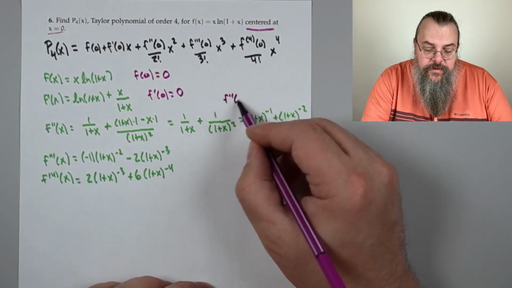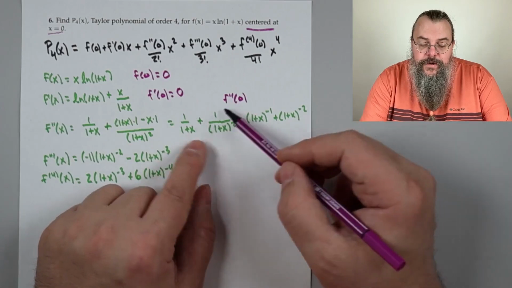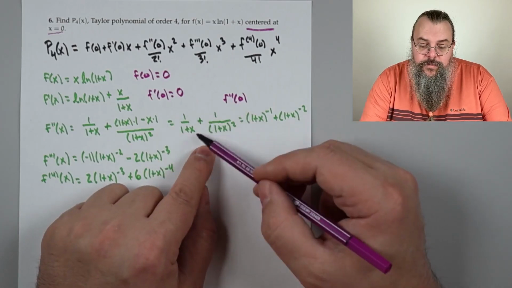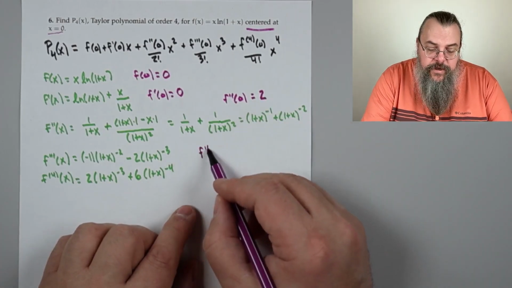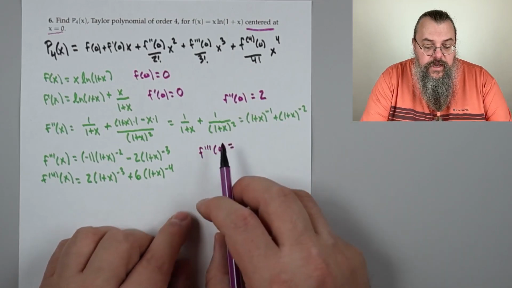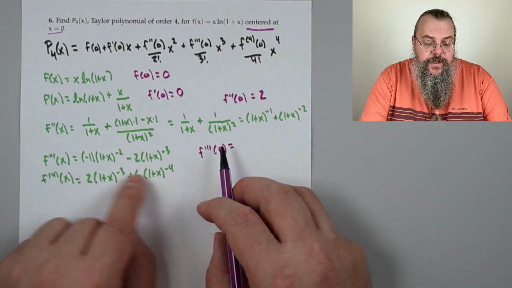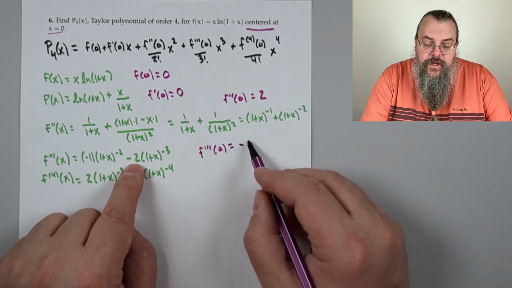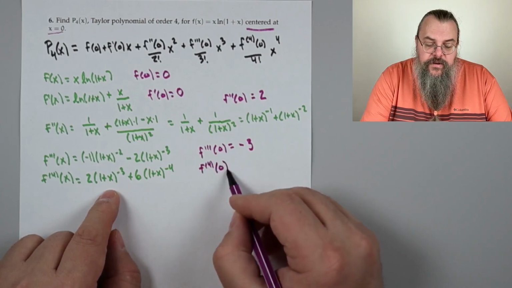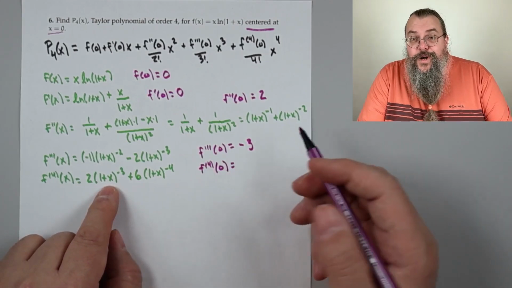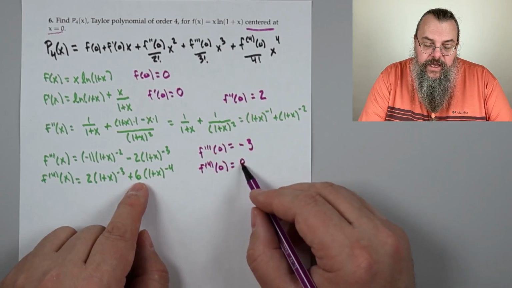How about f double prime of 0? Well, here we have 1 over 1 plus 1 over 1 squared. Well, that's 1 plus 1. That makes it 2. How about f triple prime of 0? What's that? Well, 1 to the minus 2 is 1. 1 to minus 3 is 1. So it's really minus 1 minus 2, which makes minus 3. And the fourth derivative at 0? Well, again, 1 plus 0 is 1. 1 to any power, minus 3 or minus 4, is still 1. So it's 2 plus 6 makes 8.